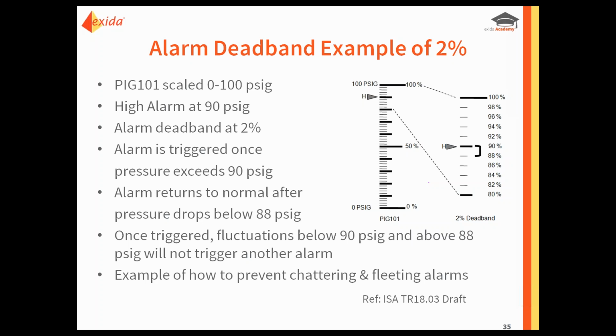So here we have a pressure gauge that's scaled from 0 to 100 psig. We have a high alarm configured at 90 and a deadband at 2%. So that means that when the pressure goes above 90, it'll be an alarm, and any fluctuations between 88 and 90 won't cause the alarm to clear or to create any new events, and the alarm won't actually clear until it gets down below 88. So again, that's how we would eliminate chattering alarms.